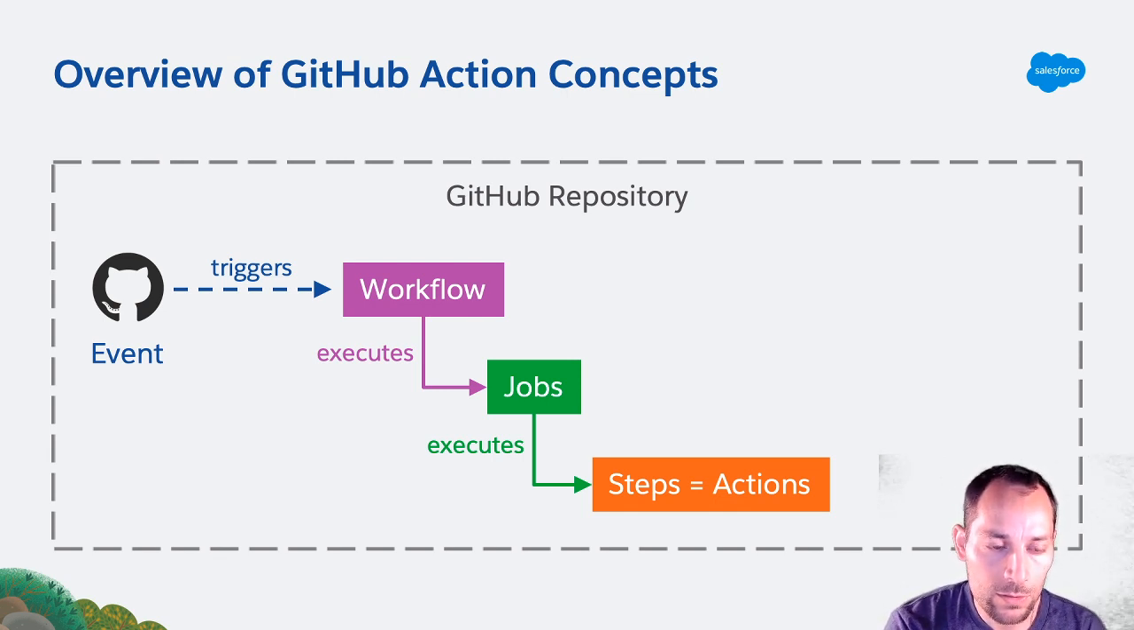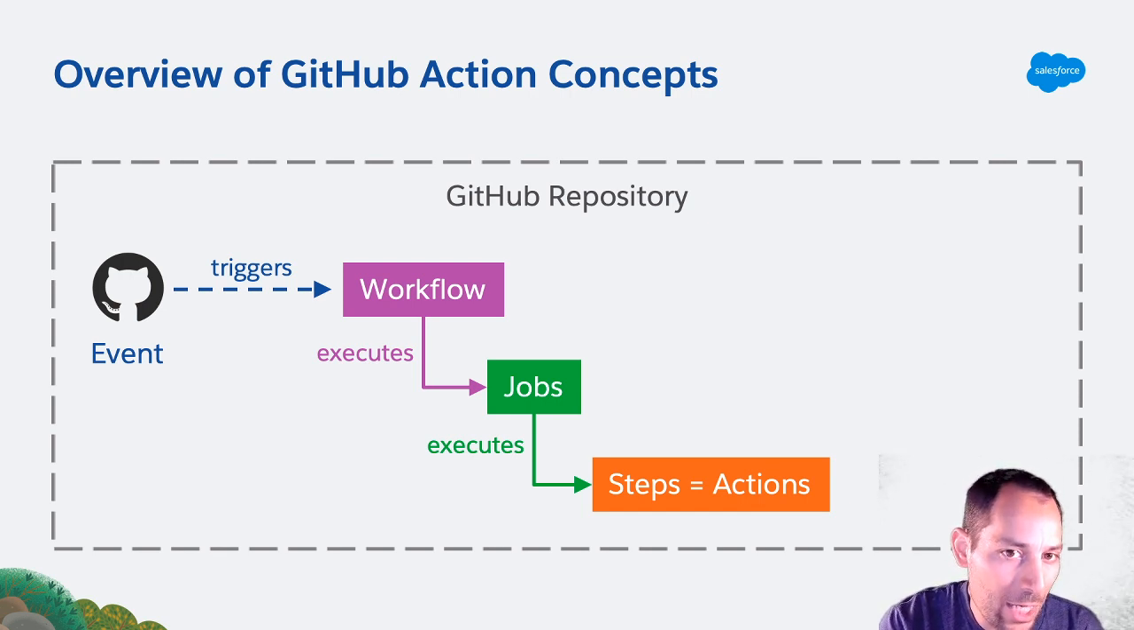Now, it all starts with an event within the repository. There are multiple events, I'll get back to that later on, but imagine, for example, a new pull request. This particular event triggers a workflow. The workflow is configured to listen for a particular event type, and this workflow will execute some jobs, and these jobs will execute some steps or actions, and the orange part on this slide represents GitHub Actions.